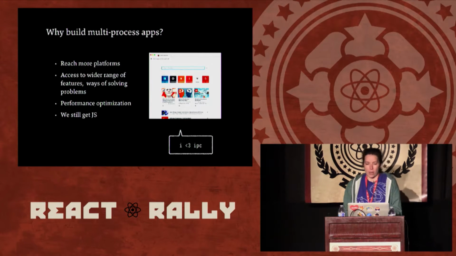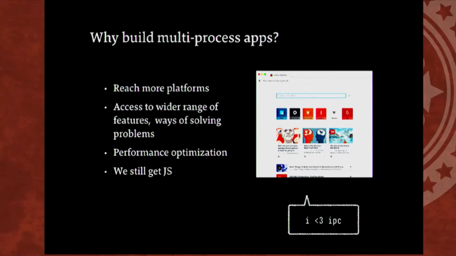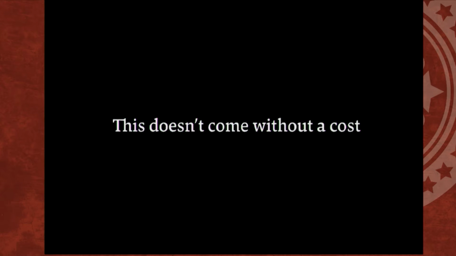So why do things this way? Well, multi-process apps allow us to reach a huge range of platforms beyond just the web. They give us more features. And finally, they give us new ways of optimizing our programs. And we get all of this while still getting to write JavaScript. And we love JavaScript, right? Yeah, JavaScript. The thing is, we pay a price for this.